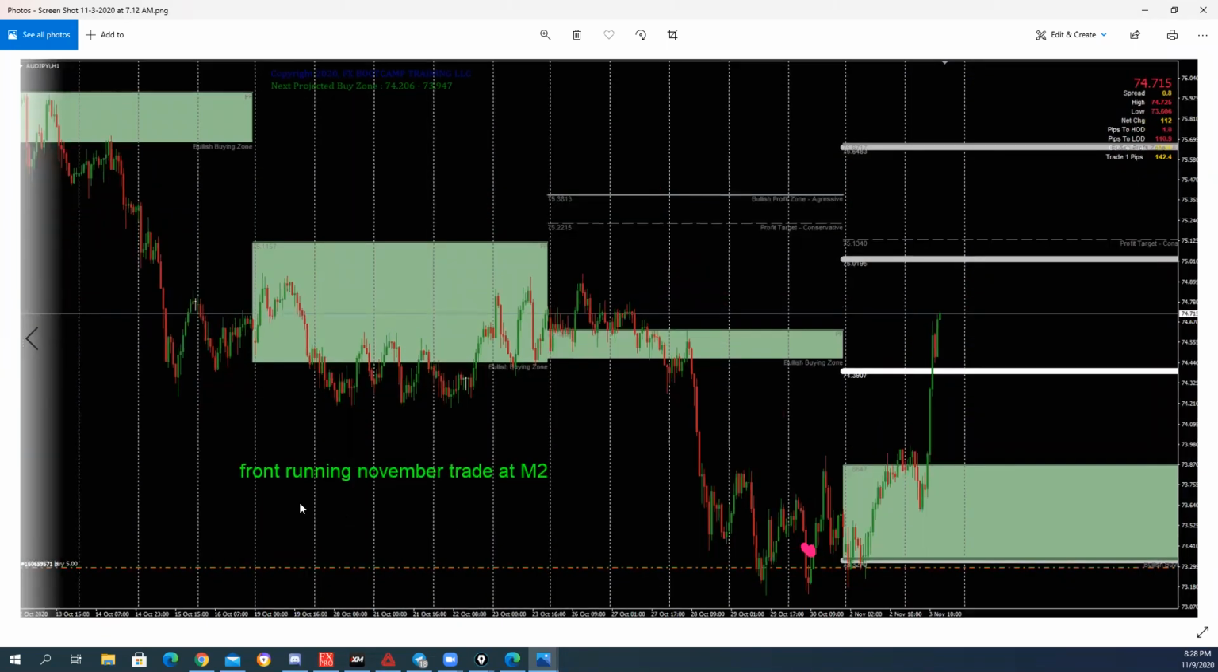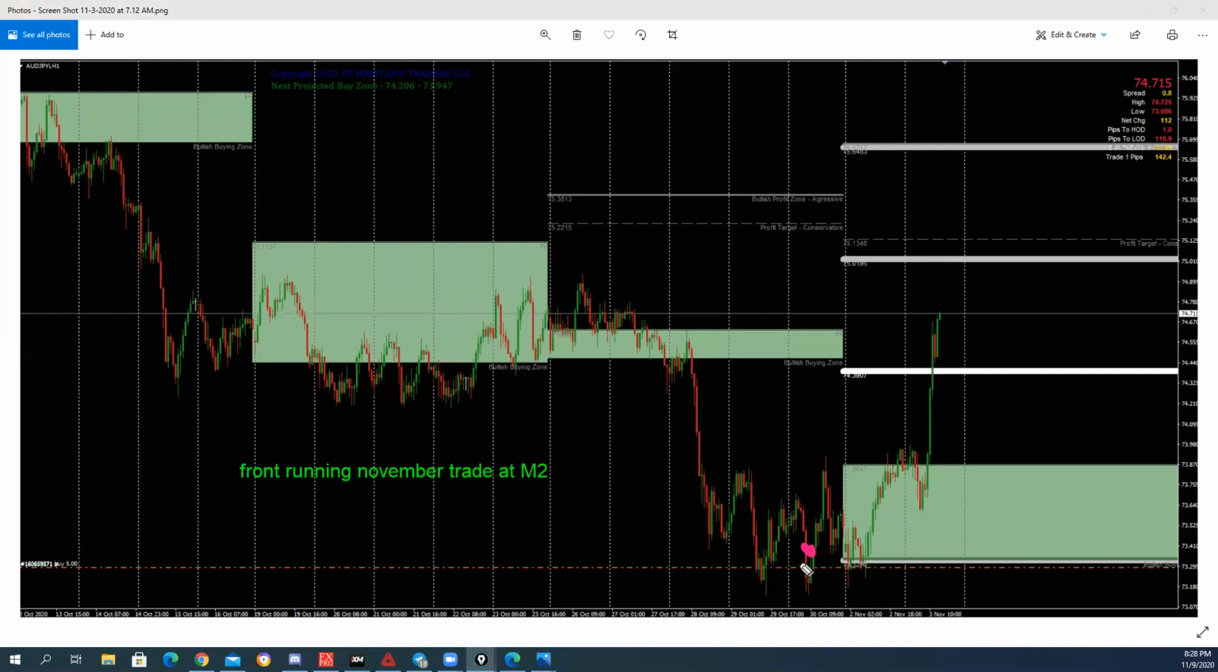Right. Front running November trade M2 right here. I talked about this in the week before. I'm front running, buying this area from the week before. And this is a bottom, as the price failed to break coming down right there. I hold this, move my stop, and allow price to come and retest.